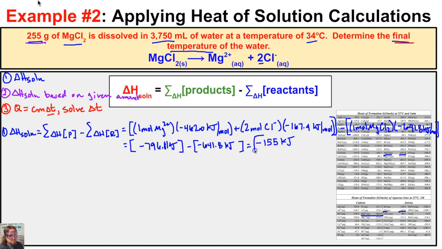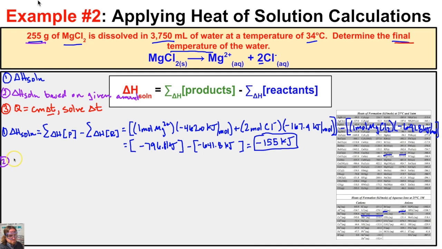So this is not our final answer. This is just the heat of solution, the enthalpy of the solution here. That is to say, the amount of energy that is released, because the sign is negative, when the magnesium chloride dissociates to produce 1 mole of magnesium ions and 2 moles of chloride ions. So what we now need to do in step 2 is apply what we got in step 1 to the given quantity.